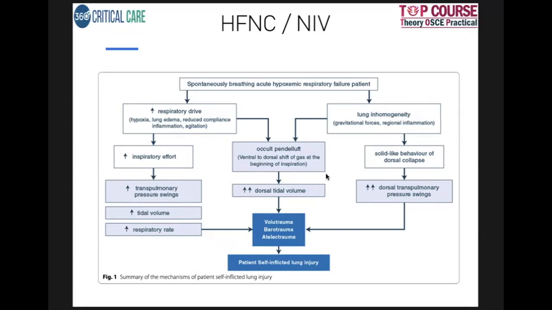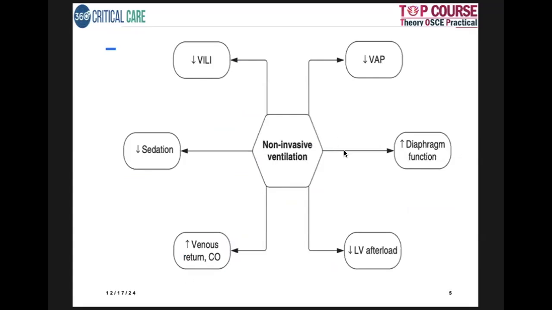Overall, this will lead to occult pendelluft, where there is ventral to dorsal shift of the gas at the beginning of inspiration, leading to increased dorsal tidal volume, ultimately leading to patient self-inflicted lung injury, causing volutrauma, barotrauma, and atelectrauma. How does non-invasive ventilation help here?